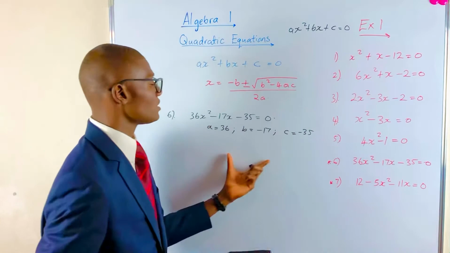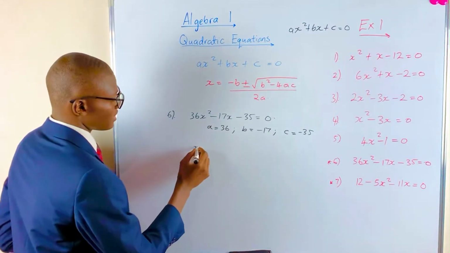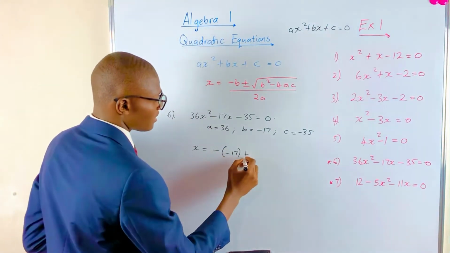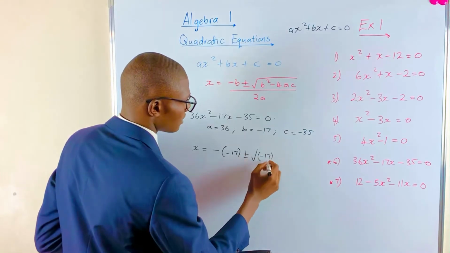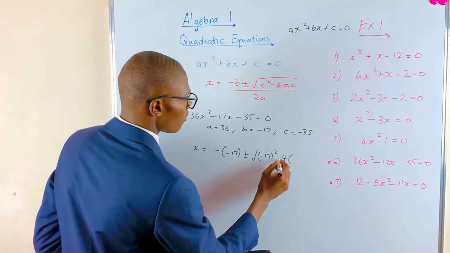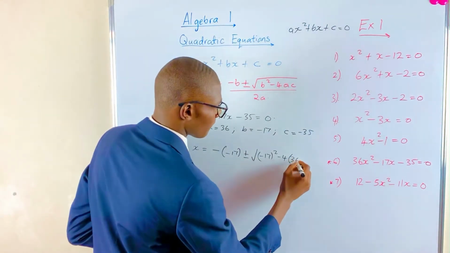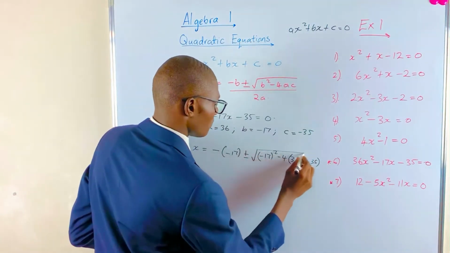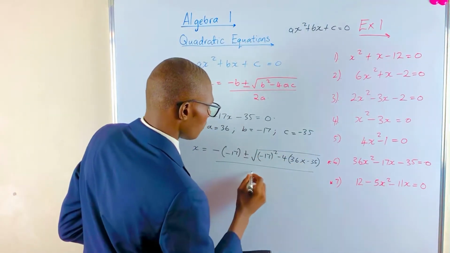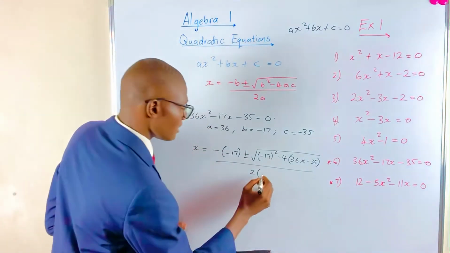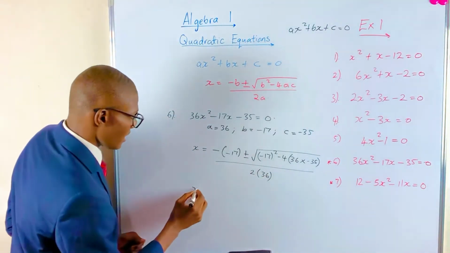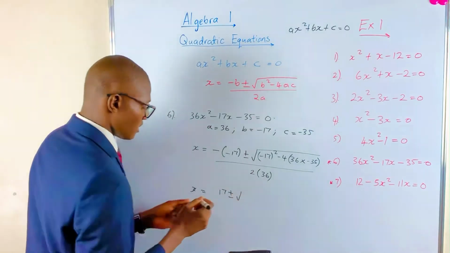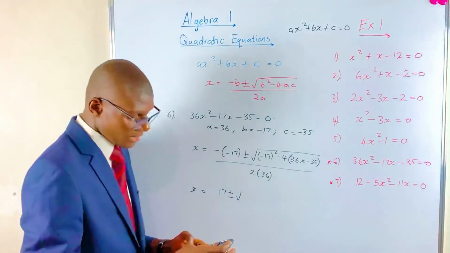Then we can substitute these into the quadratic formula, such that x would be minus B, which is minus of minus 17, plus or minus the square root of minus 17 squared, minus 4 times A being 36, times C being minus 35, all over 2 times A being 36 as well. Let me write it as 17 plus or minus the square root of minus 17 squared.